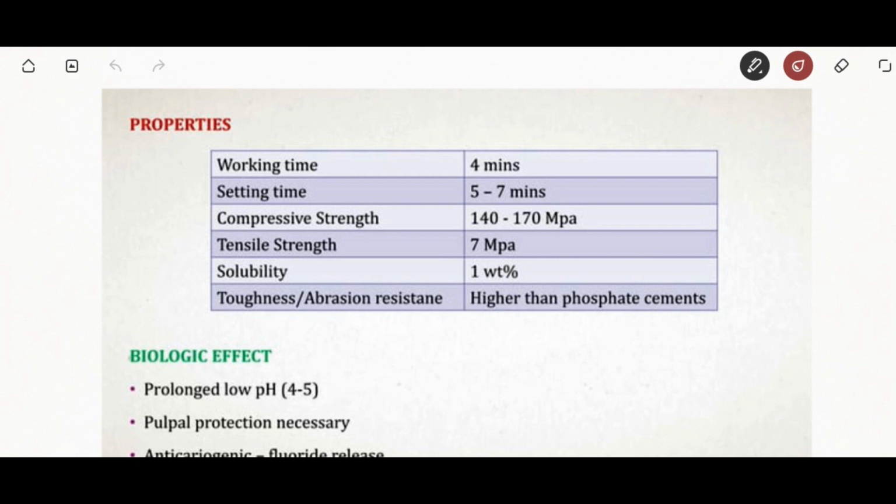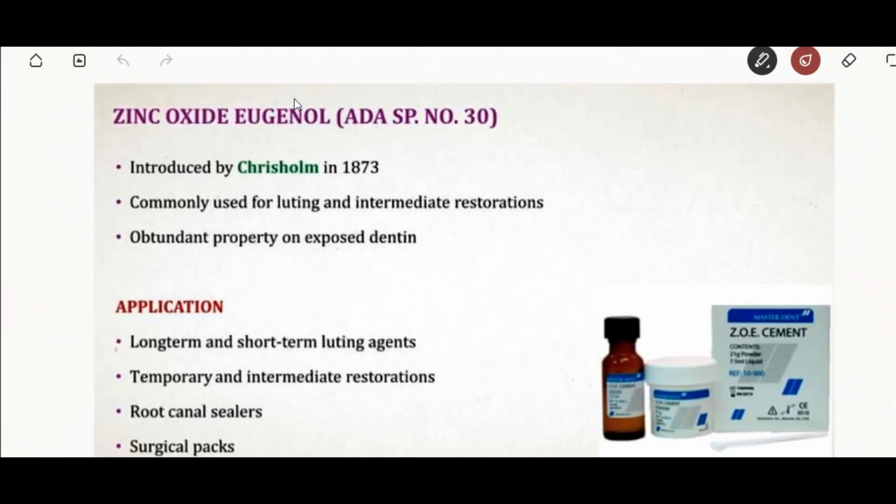So the important thing is that it is anti-carcinogenic due to the fluoride release. It has better bonding than zinc phosphate cement, better strength, toughness, abrasion resistance, fluoride release, and translucency. Whereas the disadvantages are total acidity greater than zinc phosphate and it shows high solubility.